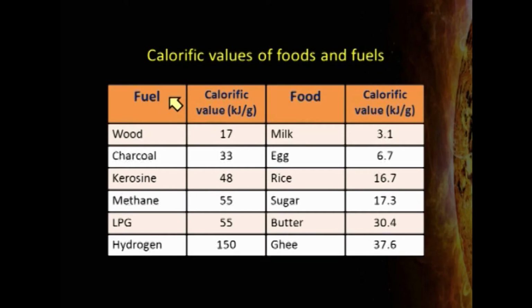In this table, you can have a look at calorific values of different foods and fuels. Among the various fuels listed in this table, hydrogen has the highest calorific value. But hydrogen is generally not used as a domestic or industrial fuel because of some technical problems. On examination of calorific values of different food items, you can see that fats and carbohydrates are the main sources of energy for our body.